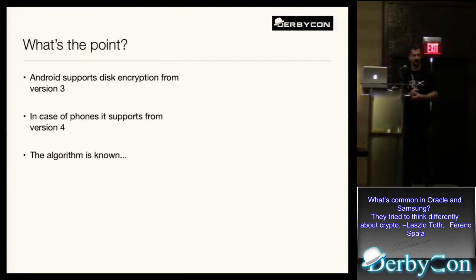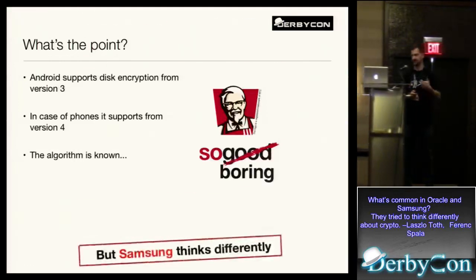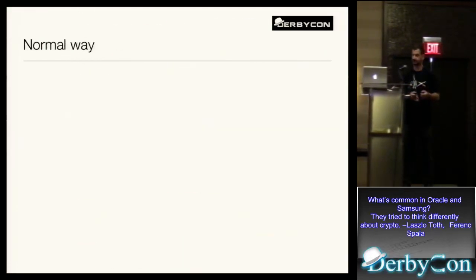What's the point? Android supports disk encryption, or phone encryption, from version 3, which was the tablet-only build. In the case of phones, encryption is supported from version 4. It's open source, the algorithm is public, well-known, thoroughly analyzed over and over again. It's boring stuff. But Samsung thinks differently. To see the difference, we first need to understand how the normal Android way of encryption works.